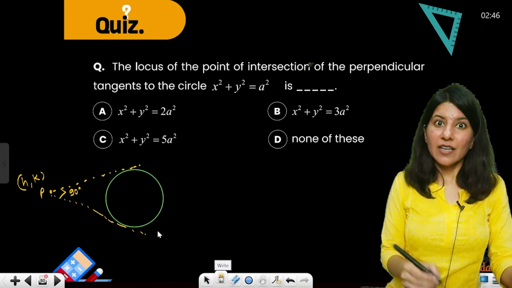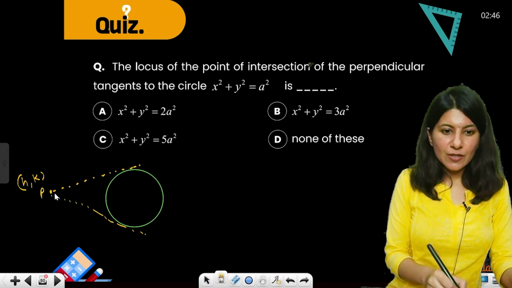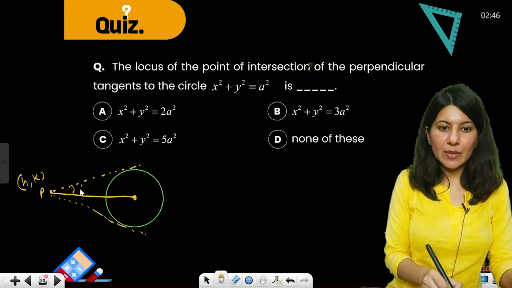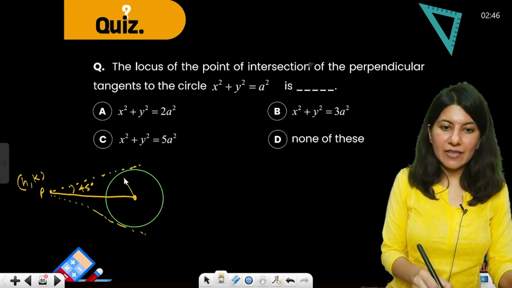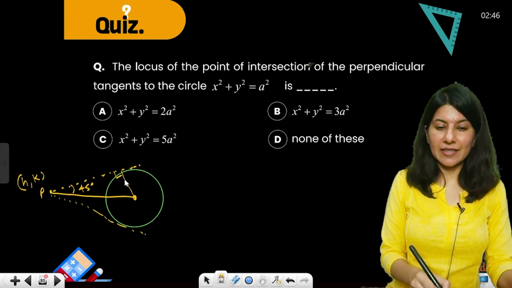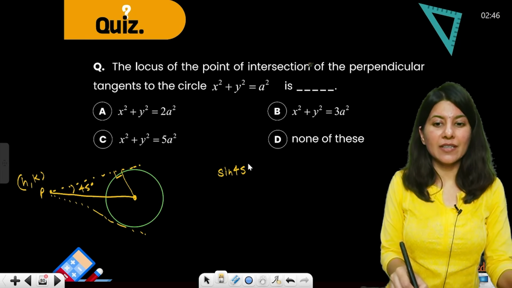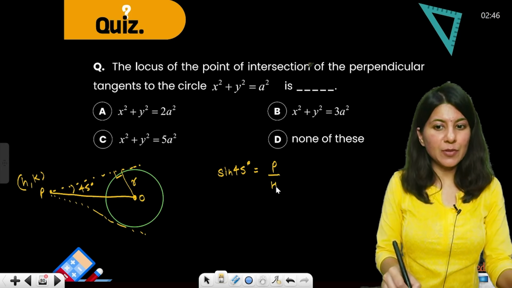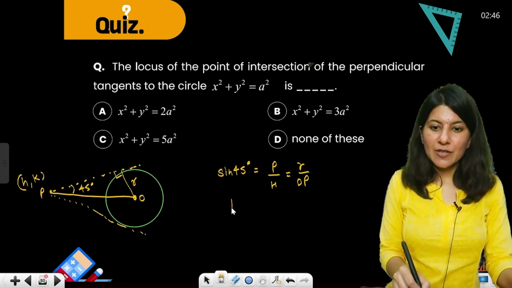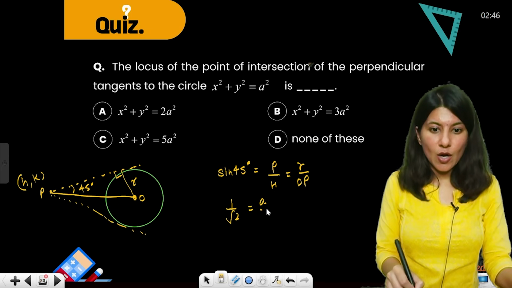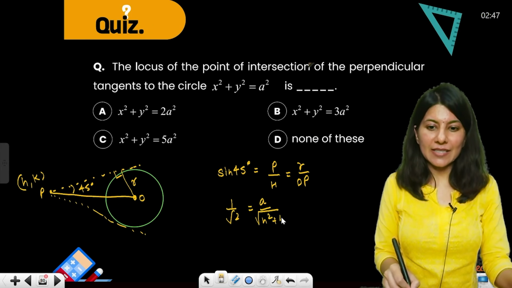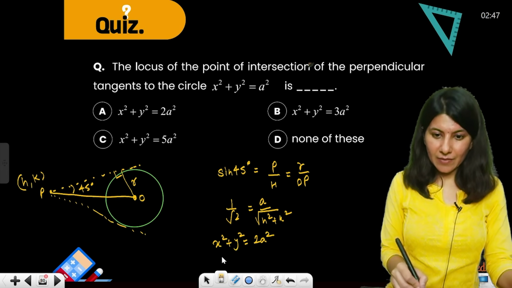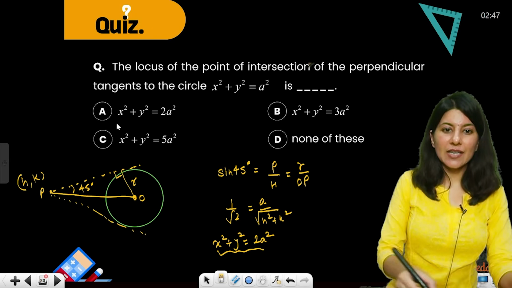So in this case, your half angle will be 45 degree. If I join the point P to the center like this, this will become 45 degree. And if I drop a perpendicular, it will look like this. Again, sine 45 degree: this is your radius and OP is the hypotenuse. So perpendicular by hypotenuse is radius upon OP. 1 by root 2 is a upon OP, where OP is square root h square plus k square. Now x square plus y square will be equal to 2a square. This is your locus, option A.